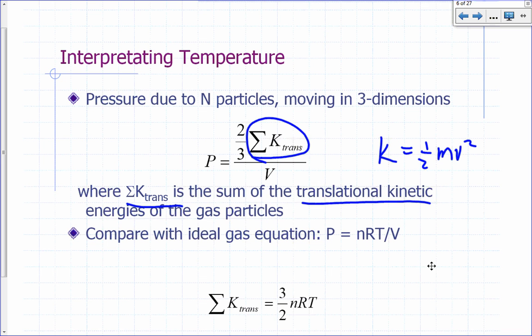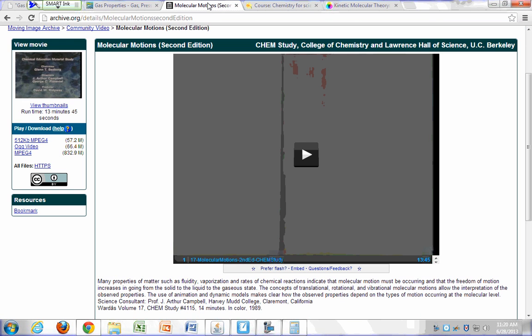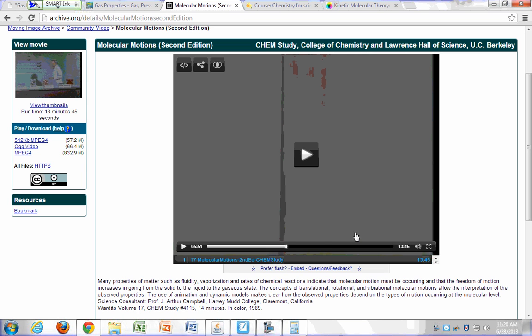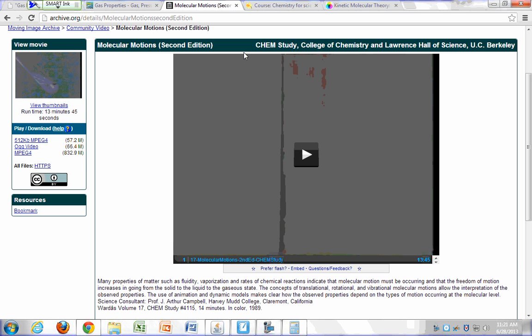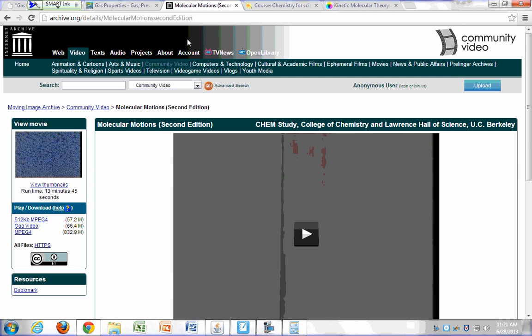I'm specifying translational kinetic energy here because a molecule can actually have more than just translational kinetic energy. What we call the kinetic energy of the molecule is the sum of a translational energy and energy due to rotation and vibration. Let me show you an animation that shows the additional kinetic energy due to motion of the molecules. This is an old movie that you can find at the Internet Archive, archive.org. Just do a search for Molecular Motion, 2nd edition.